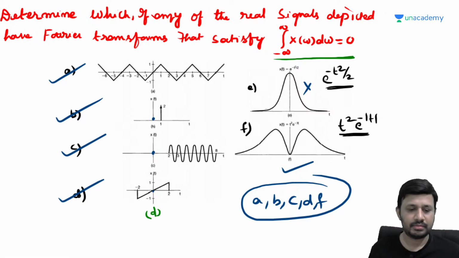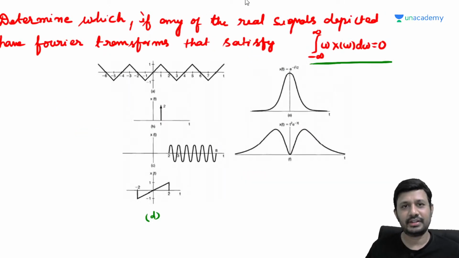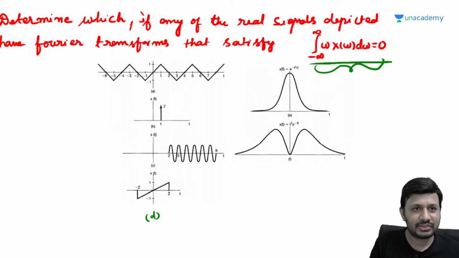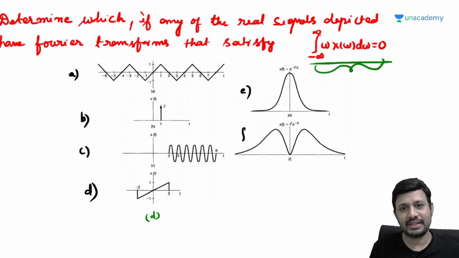Now, the next problem. Determine which, if any, of the real signals depicted have a Fourier transform that satisfies this condition. Now, this condition must be satisfied: the integral from minus infinity to infinity of omega times X of omega d omega is 0. Come on, tell me how many will satisfy. Hope everybody is enjoying the questions.